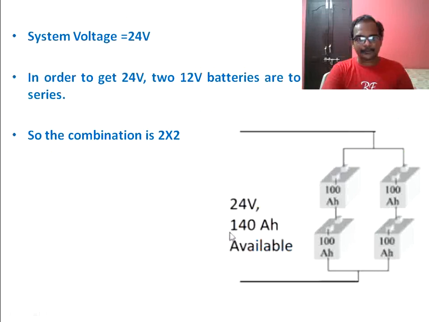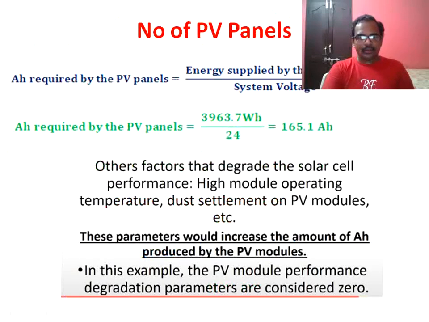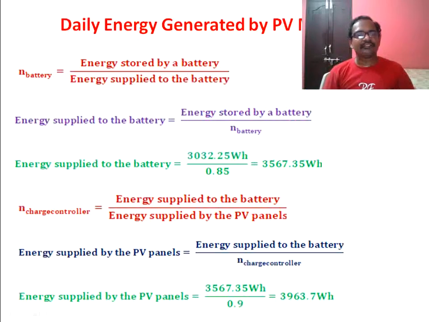So what do we get now? The efficiency of a charge controller is the energy supplied to the battery divided by the energy supplied by the PV panels. We require the energy supplied by the PV panels. So what should be the energy supplied by the PV panels? It is the energy supplied to the battery by the charge controller divided by the efficiency of the charge controller. The energy supplied to the battery is 3567.35 watt hours, whereas the charge controller efficiency is taken as 90%. So you will get 3963.7 watt hours per day.